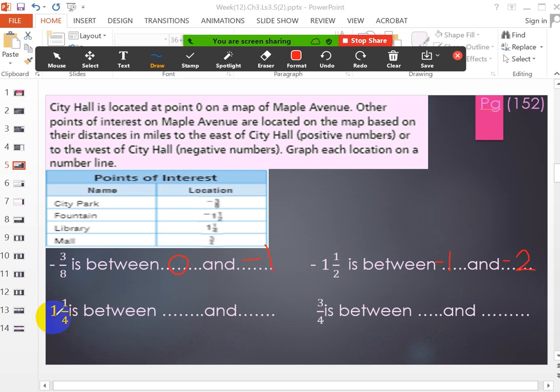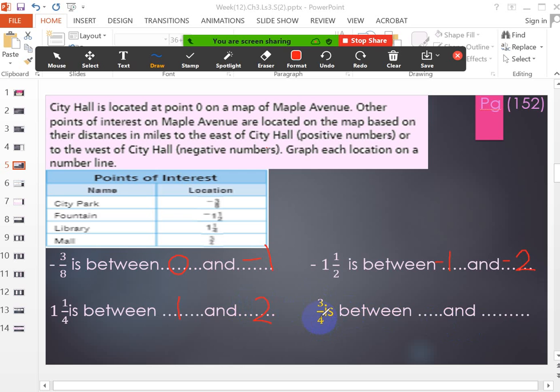What about 1 and 1 over 4? This number will be on the positive side, right? That means this is a mixed number greater than 1, and the second whole number after this number will be what? 2. So it will be between 1 and 2. I will not mention the positive sign here, Lina, because you can write it or not, as we said.